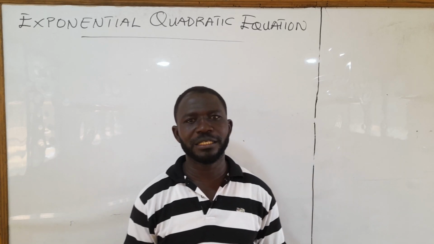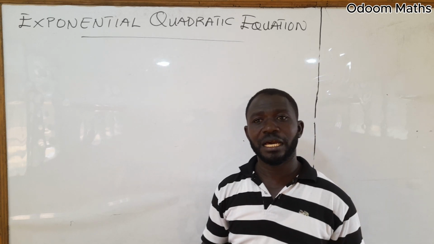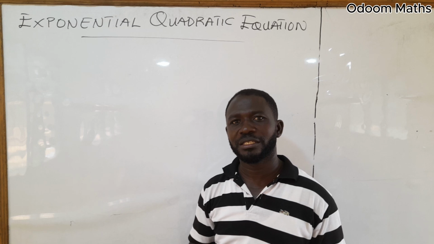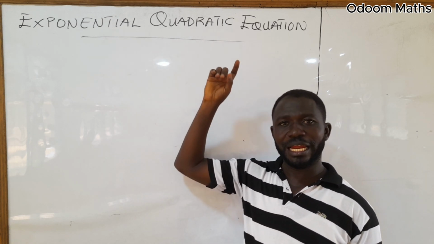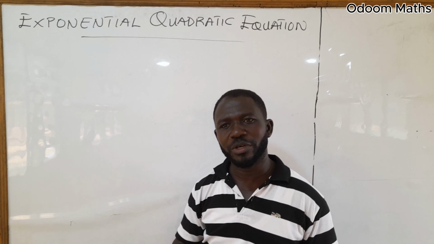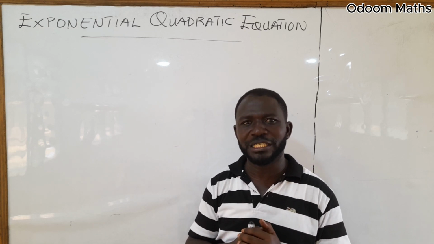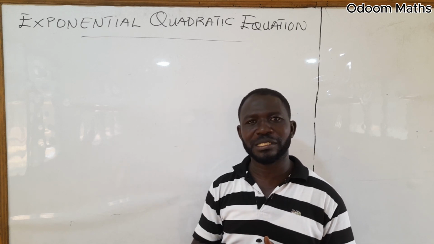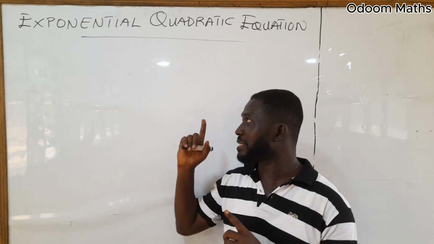This is Odum Maths. Today I want us to look at exponential quadratic equations. That is, exponential equations that will end up giving us a quadratic equation. I said exponential quadratic equations, meaning exponential equations where the equation ends up seeming to be a quadratic equation. Then how do we look at these kinds of examples?